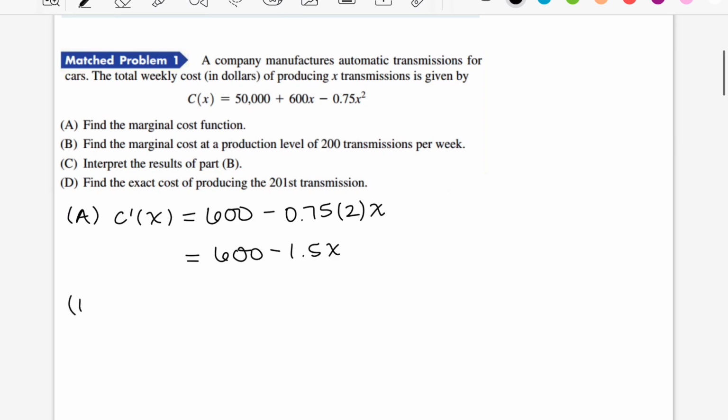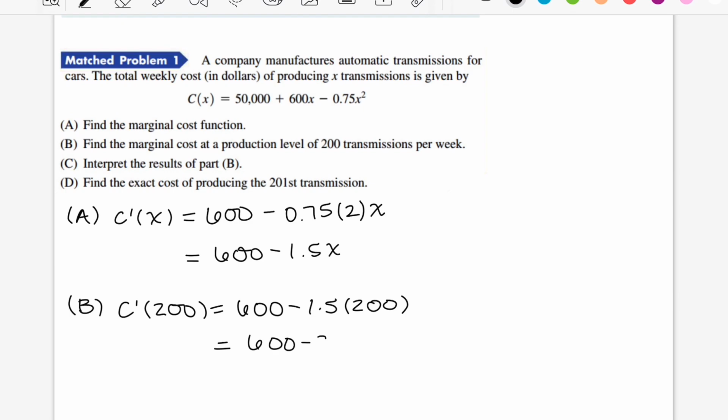Now for part B, we want to find the marginal cost at a production level of 200 transmissions per week. So what we'll do here is plug that value into our marginal cost function. So our x value is 200 here. So you get 600 minus 1.5 times 200. So we get 600 minus 300, which is just 300.